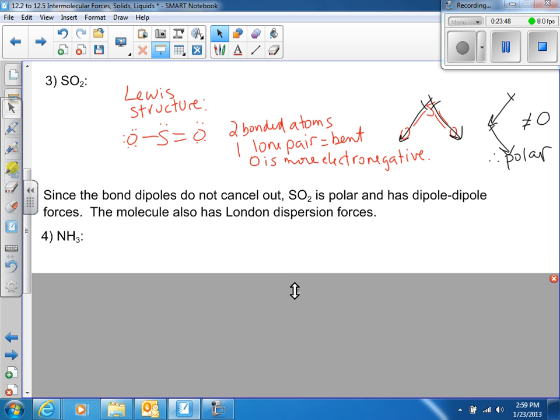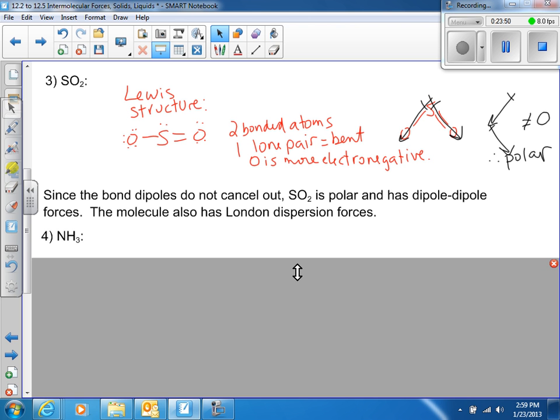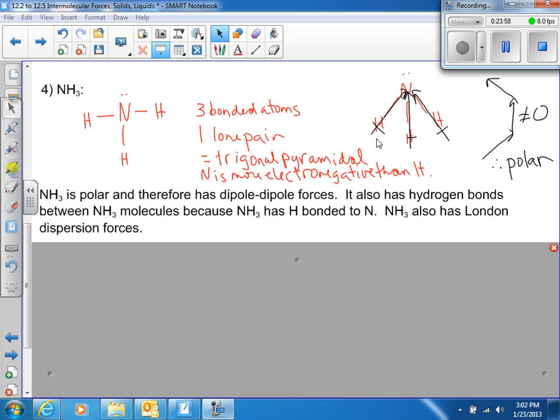All right, NH3. Again, go ahead, do your whole Lewis structure, your geometry, see if it's polar. You'll see the answer in a minute. Go ahead and pause, because I'm about to show the answers. Okay, Lewis structure, molecular geometry, trigonal pyramidal. We add up the bond dipoles. They do not start and end at the same place, so this does not equal 0. So NH3 is polar. Okay, so we know NH3 has dipole-dipole forces.